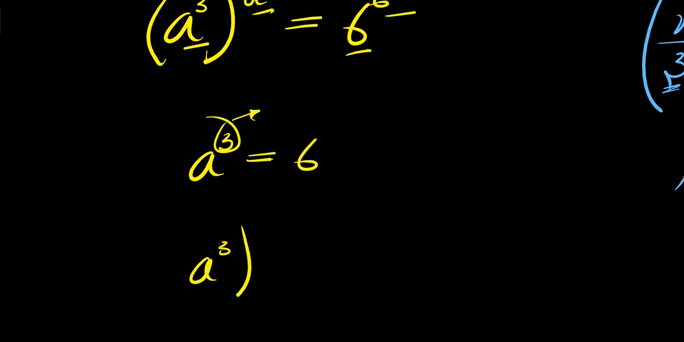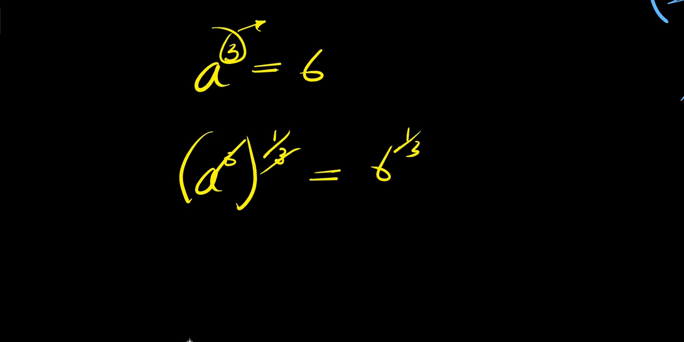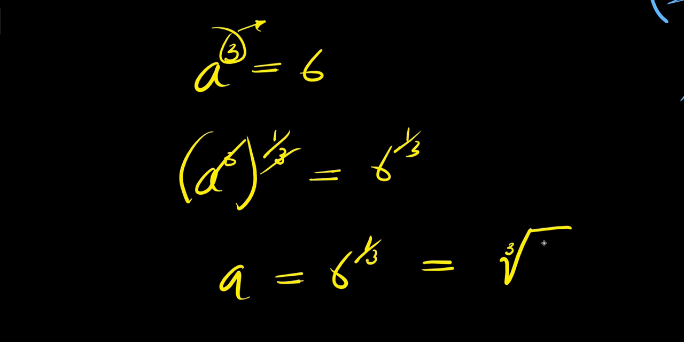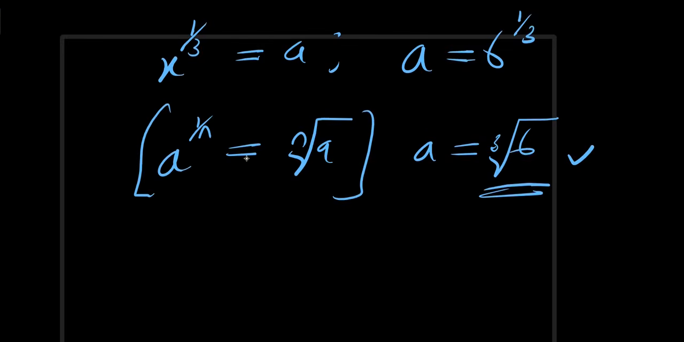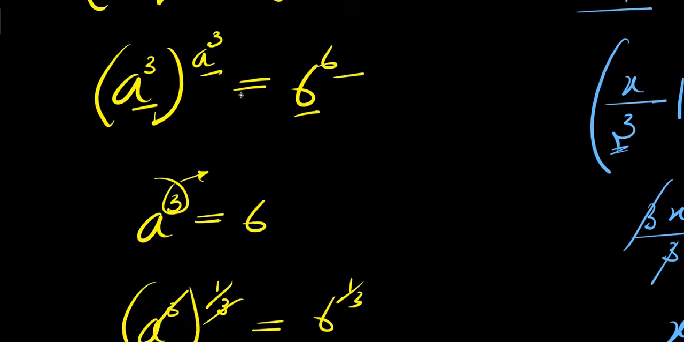We can easily solve for a by eliminating this. We have (a^3)^(1/3) equals 6^(1/3). So from here, this eliminates this. We have a equals 6^(1/3). And this is the same thing as writing cube root of 6, just like what we had earlier. So our a is cube root of 6, which is the same thing as what we have here, but this time, this one here is simpler.